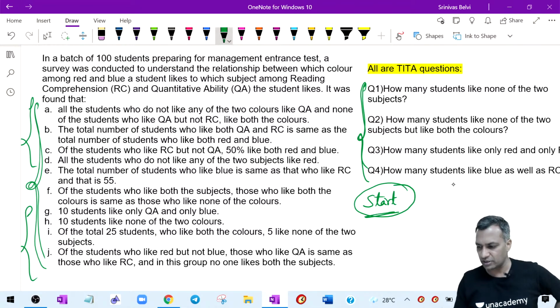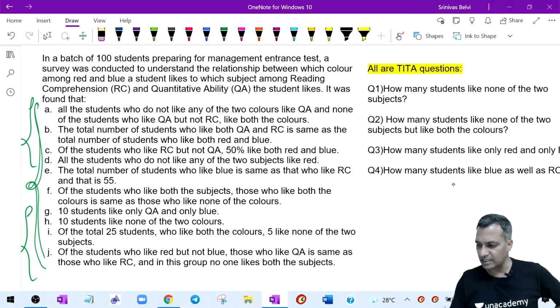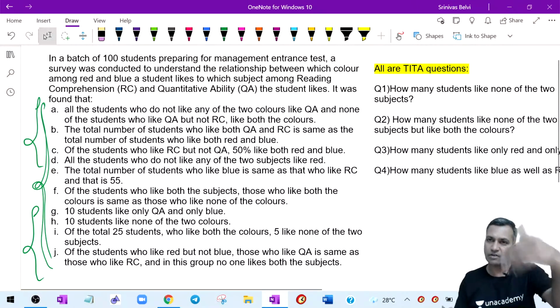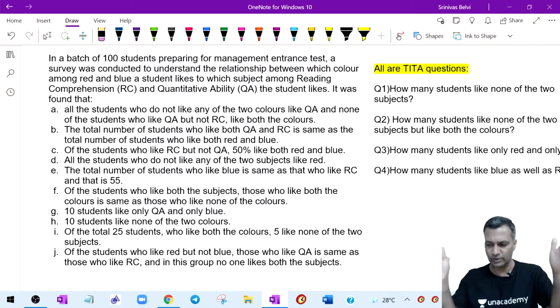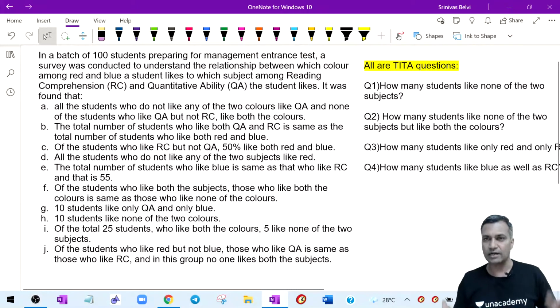Clear about the reflection time and solving time? I generally don't give solving time. Solving time is after my class. After my class, you sit and solve all the questions. Not these questions; you will have some study material. Go there, figure out the Venn diagram for 4 and start solving.